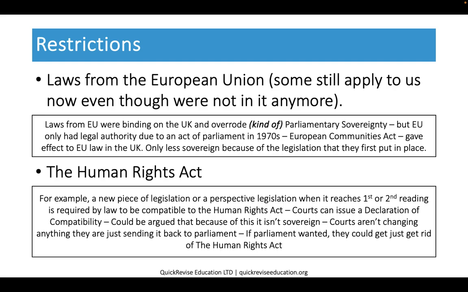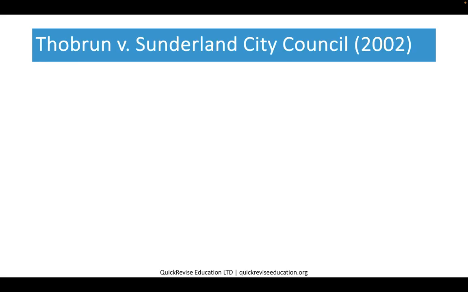But again, interestingly, if Parliament wanted, they could just get rid of the Human Rights Act, and that's what's crazy about it. If Parliament don't agree with a law that they have made, or it's blocking them from doing something, then they will get rid of it. They have the power to do that.